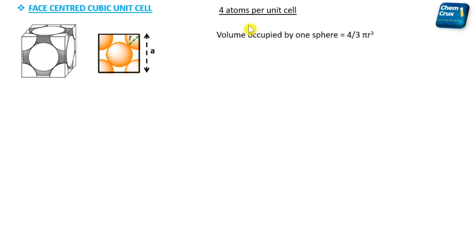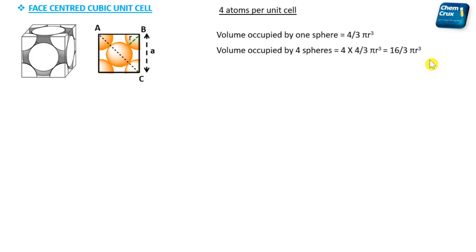So volume occupied by one sphere is given as 4 by 3 pi r cube. Now we have 4 atoms or 4 spheres. So volume occupied by 4 spheres will be equal to 4 into 4 by 3 pi r cube, that is equal to 16 by 3 pi r cube.